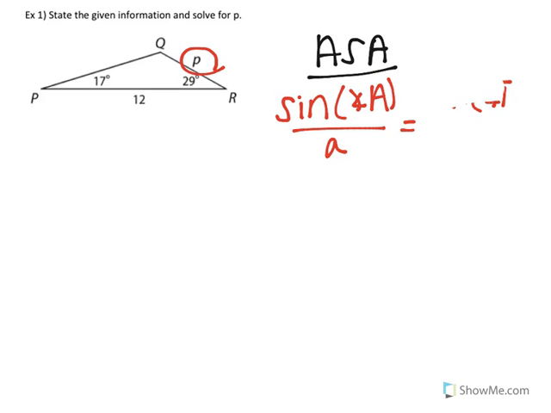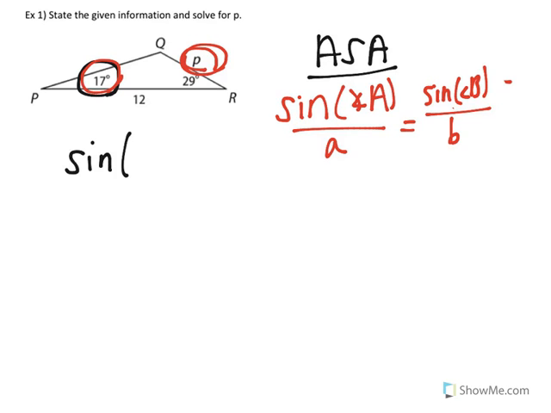Let me try that again. It could be sine of angle B over that opposite side. So if we're solving for side P, we're going to automatically need the angle across from it, which is angle P. I'll put them both in red. Our first part of this equation is going to be sine of angle P, which is 17 degrees, divided by side P.